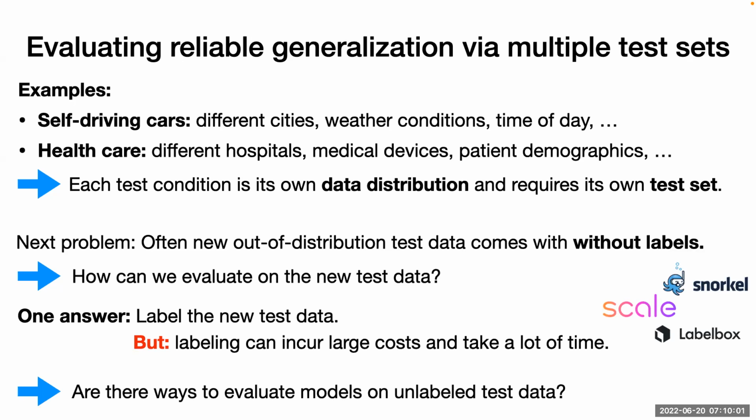And so the second big question for this tutorial is going to be, are there ways to evaluate models if you have only unlabeled test data? We obviously won't be able to do exactly the same things that we can do with labeled data, but it turns out that you can still make very interesting statements about the models you want to evaluate if you have only access to unlabeled test data from a new distribution.